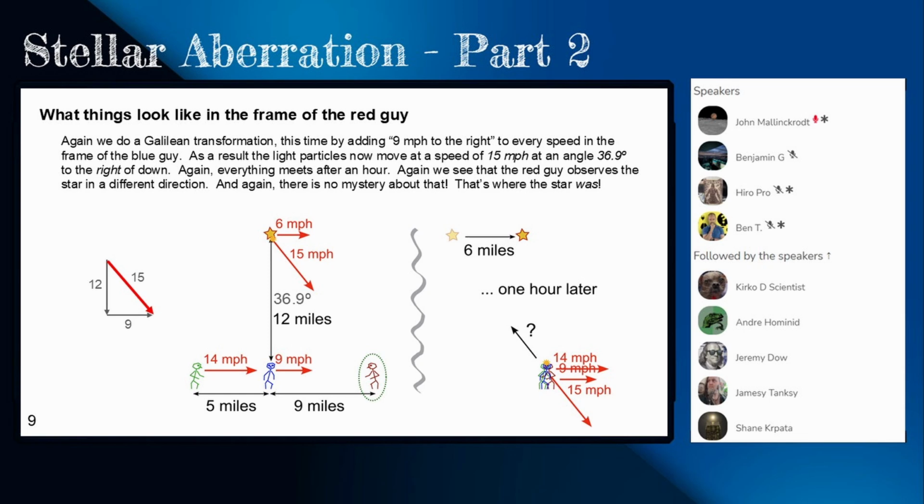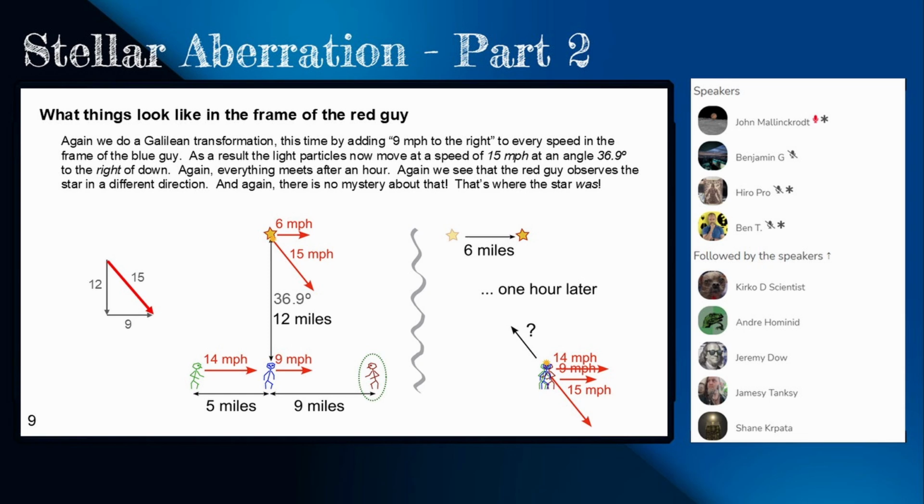The green guy, for instance, you can see in the first diagram for the green guy that the star is over there, to the right of him and high, right? And that's where he sees it, right? The blue guy understands that the light that the green guy is going to see didn't come from a place that was directly over his head, because the green guy was 5 miles to the left of the blue guy.